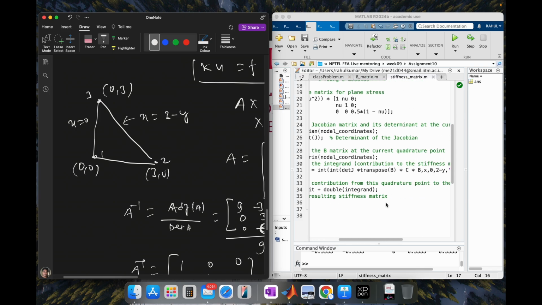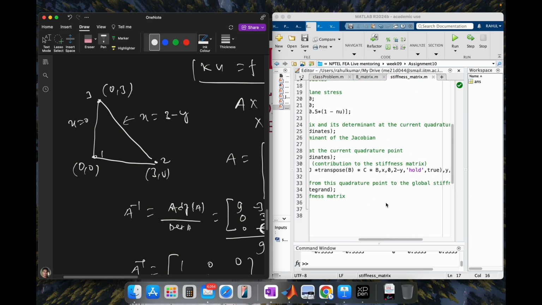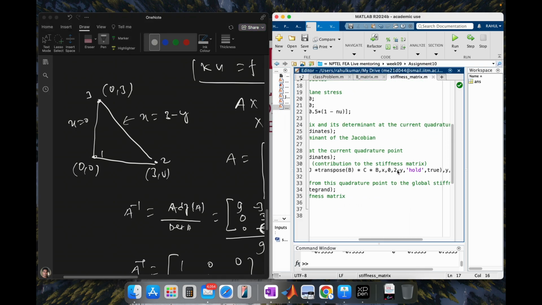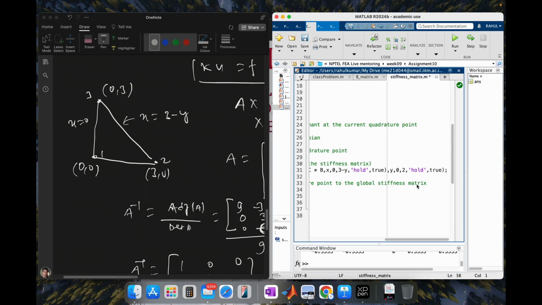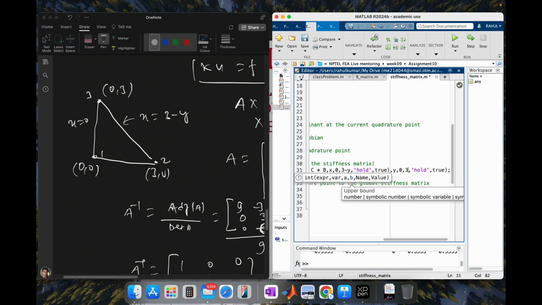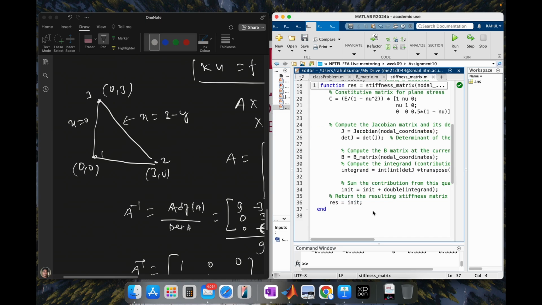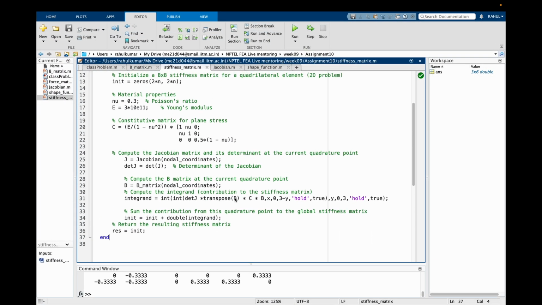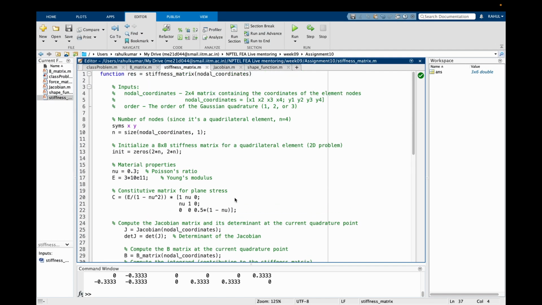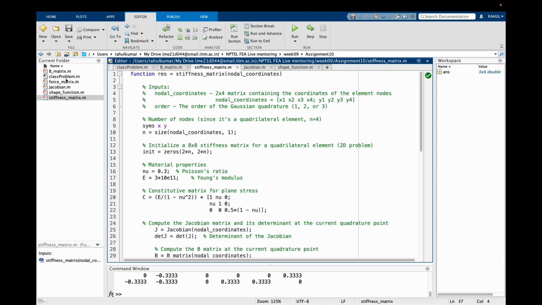So that's why we need to write 3 minus y, and y will go from 0 to 3. What else? Yeah, everything is correct now. Now we can run this code. Let's see the force matrix.